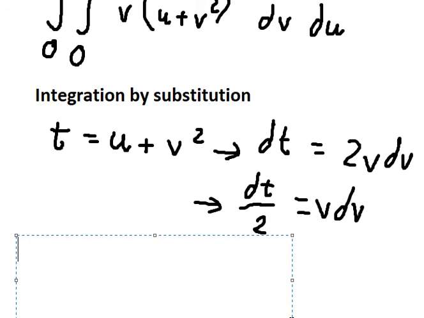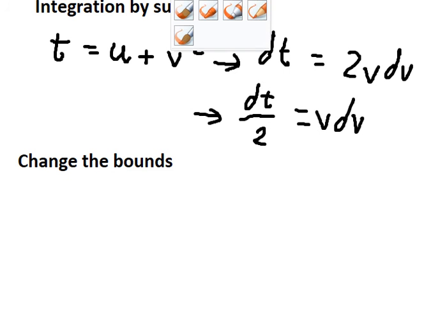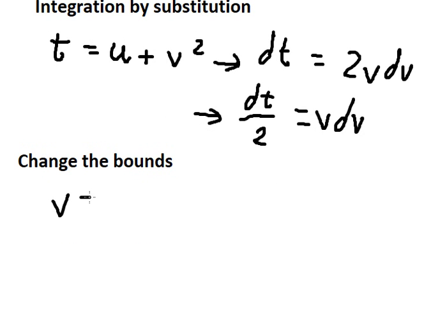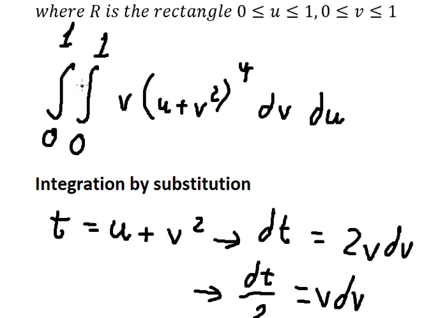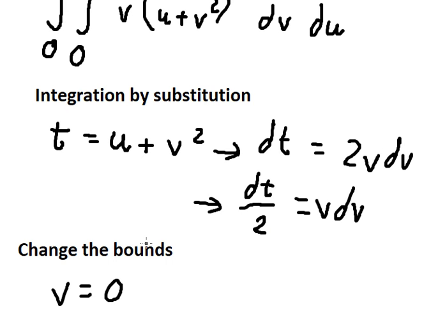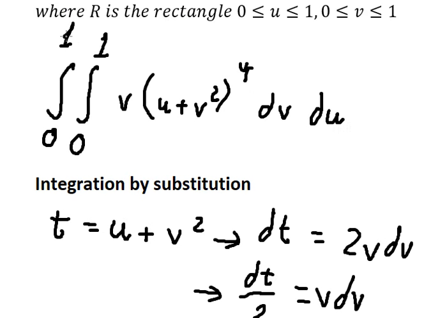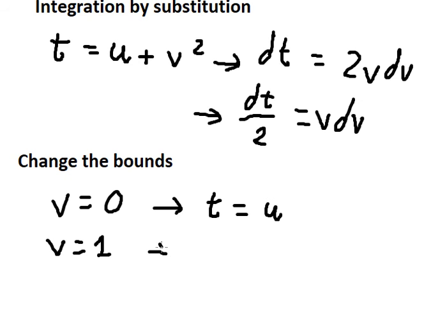Next, we need to change the bounds. So I will put v equals 0. That is from here. So we put 0 here to find the value of t. So t equals u. When v equals 1, we put 1 here, and you get t equals u plus 1.